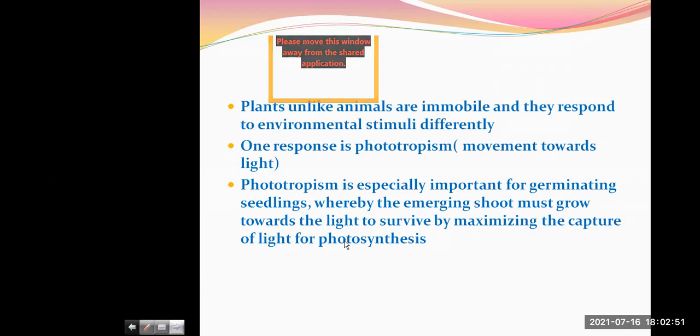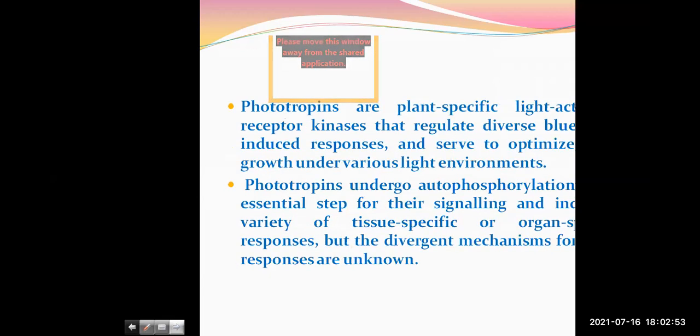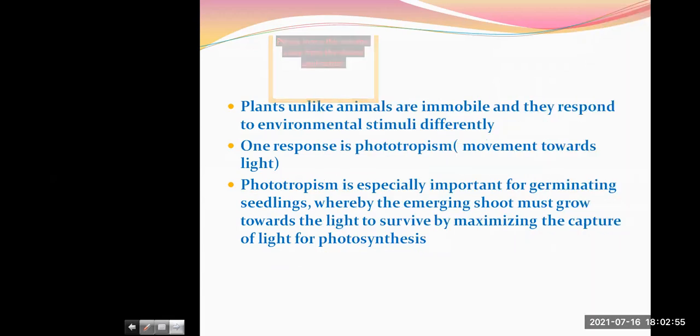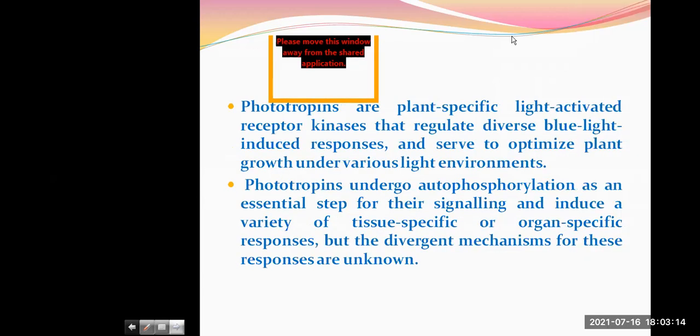We see the plants are positively phototropic, that is, plants grow towards light. Particularly the shoots of plants grow towards light, while roots grow towards soil. That is, roots are positively geotropic and shoots are positively phototropic. Shoots are positively phototropic.